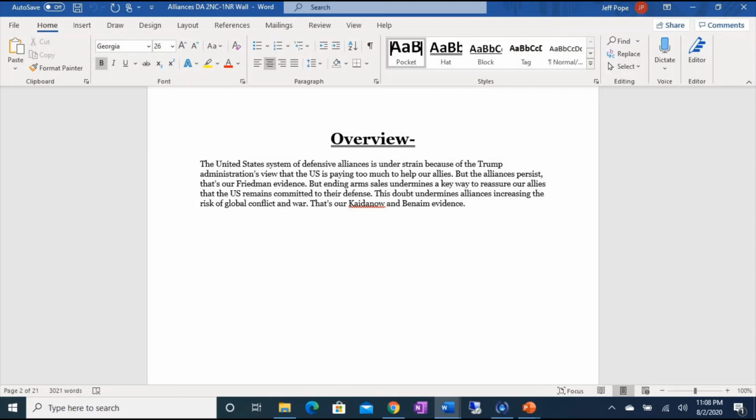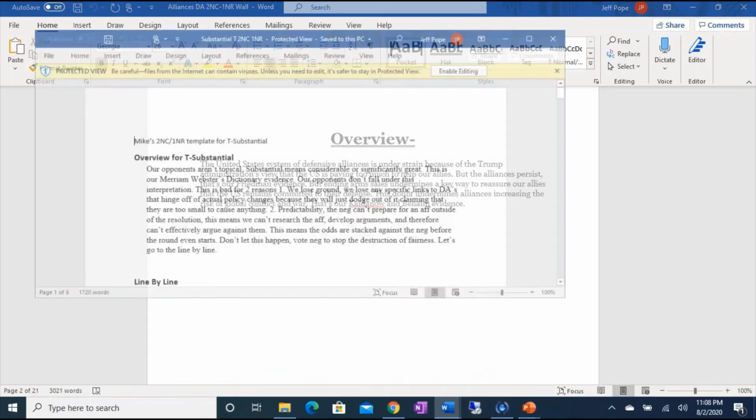Now, this overview isn't perfect, and nothing is, which is why we practice, we rewrite, and we get better. This overview could benefit from explaining why the argument matters a little more, explaining the impact argument. There's a reference to global conflict and war, but there really isn't a way to compare that or quantify that in terms of the other arguments in the debate. Likewise, there is not an attempt to frame the round for the judge and explain how the judge should prioritize this argument. So we can improve upon this overview.